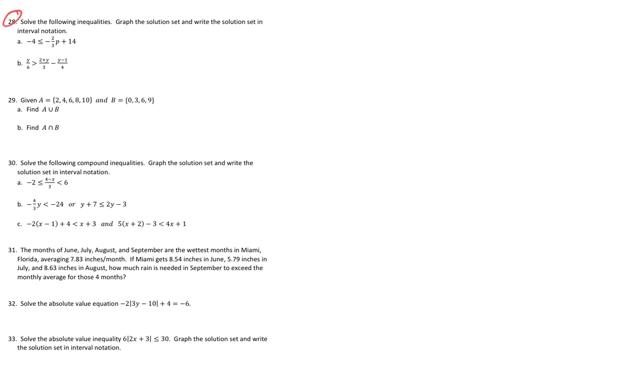Okay, problem 28. Solve the following inequalities, graph the solution set, and write the solution set in interval notation. A, we have negative 4 less than or equal to negative 2/3 p plus 14. So we're going to solve this similar to how we would solve equations. Now there are a few things about the inequality that we need to take note of, which we'll see later in this problem.